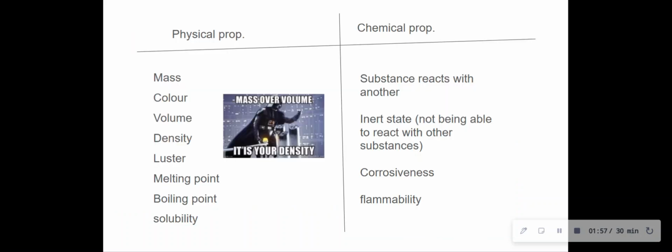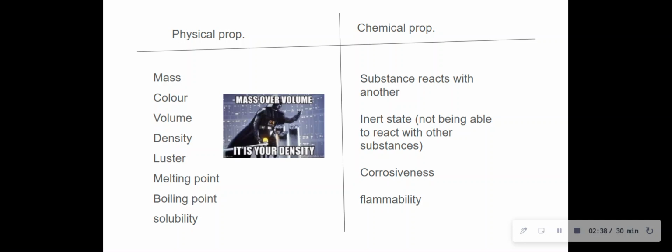All of matter has physical properties and chemical properties. The physical properties are things like mass, color, volume, density, luster, melting point, boiling point, and solubility, while chemical properties are substances being able to react with each other, being inert, which is not being able to react with other substances, being corrosive, and being flammable.